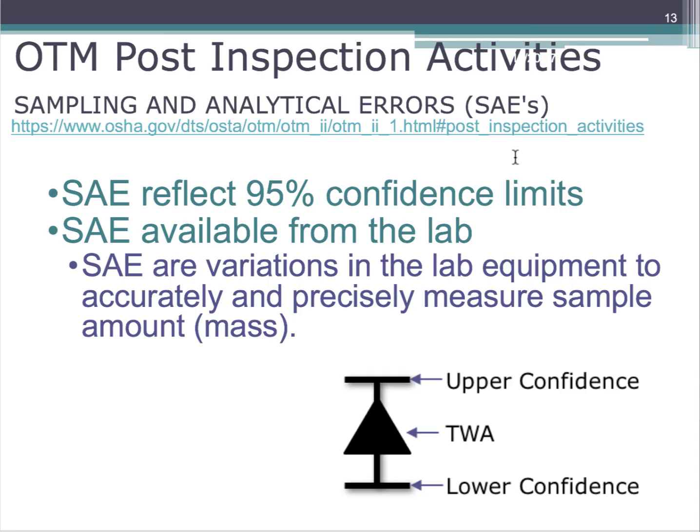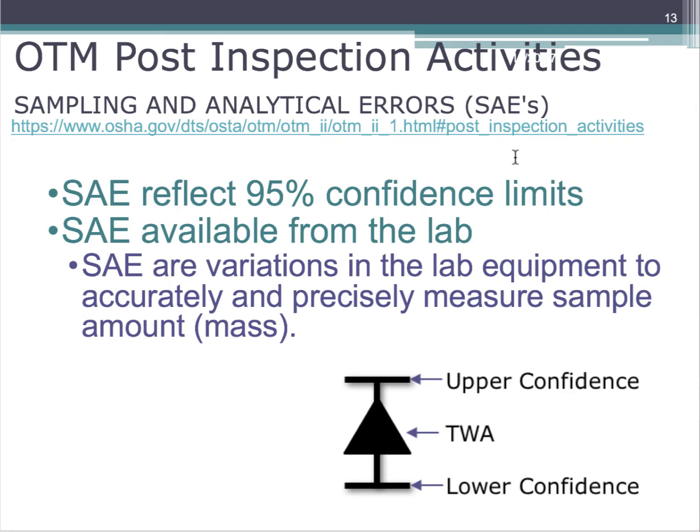And I hope that one thing that you realize is that lab equipment itself has got some errors related to it, some variability, and we need to understand that variability so that we take that into account when we're evaluating a person's exposure. So the OSHA technical manual link is right there. You can find it under post-inspection activities.